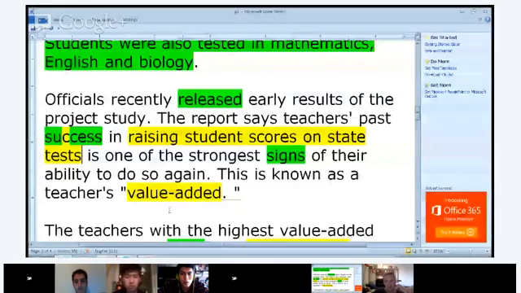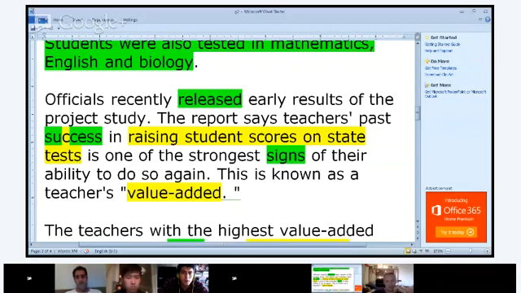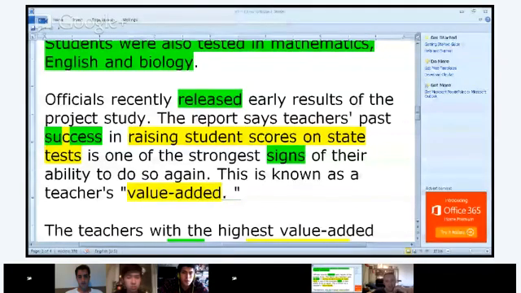Let me, if everyone can turn off their microphones, please. Officials recently released the early results of the project study. The report says teachers' past success in raising student test scores on state tests is one of the strongest signs of their ability to do so again. This is known as the teacher's value added.